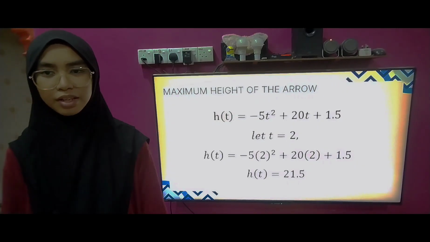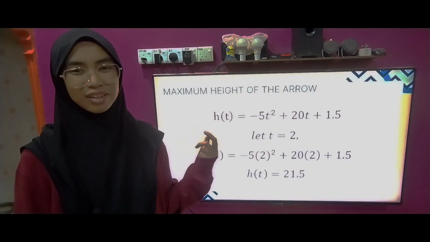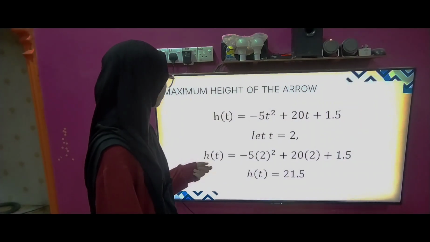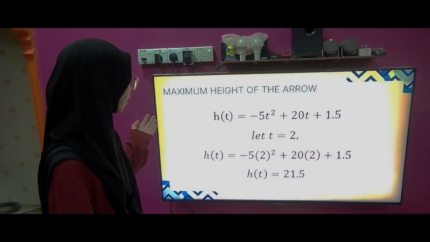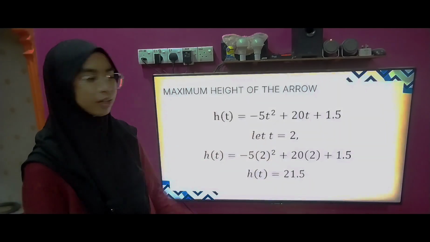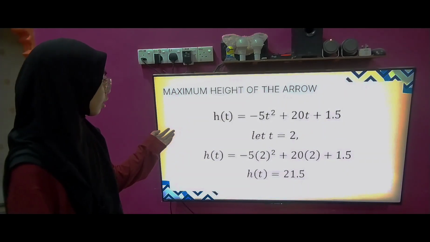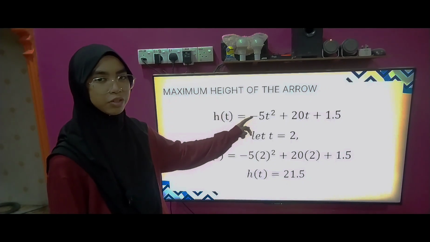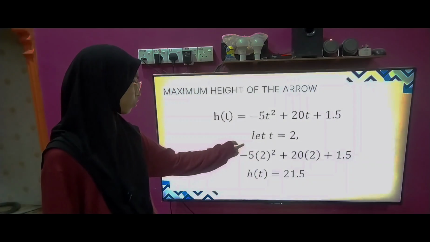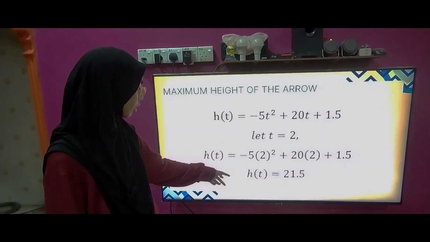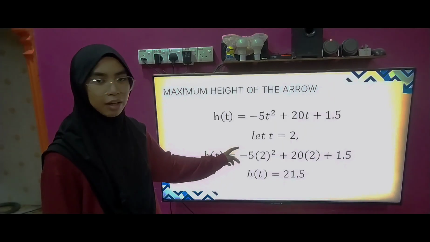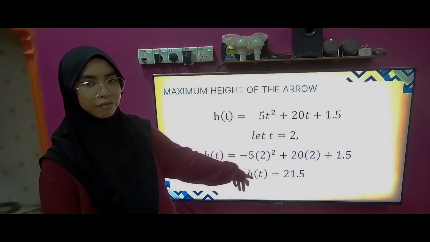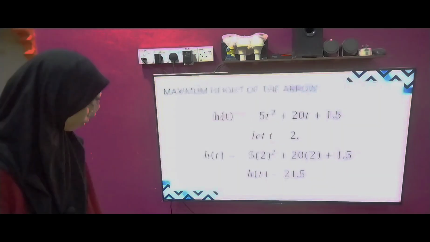That's the midpoint, and that's exactly the axis of symmetry, as you can see. So now this is the maximum height of the arrow if you want to find it in the form of the equation. We'll substitute the value t is equal to 0, and then we'll get the maximum height of the arrow, which is 21.5 meters.